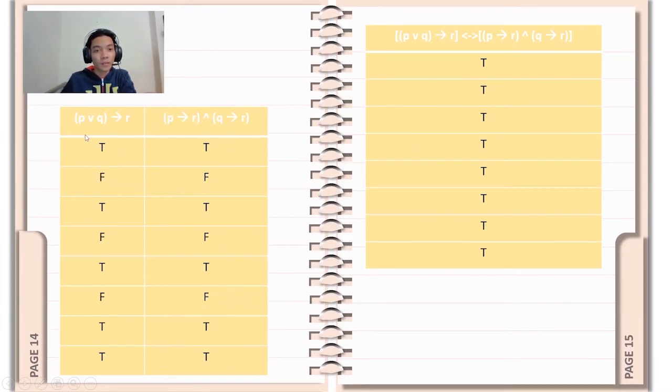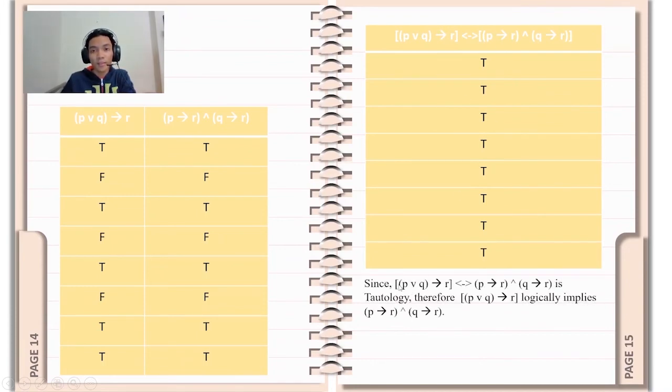And since, as you can see here, all of these have the same truth value, all of them will also become true. And since (P ∨ Q) → R ↔ (P → R) ∧ (Q → R) is a tautology, therefore (P ∨ Q) → R logically implies (P → R) ∧ (Q → R).